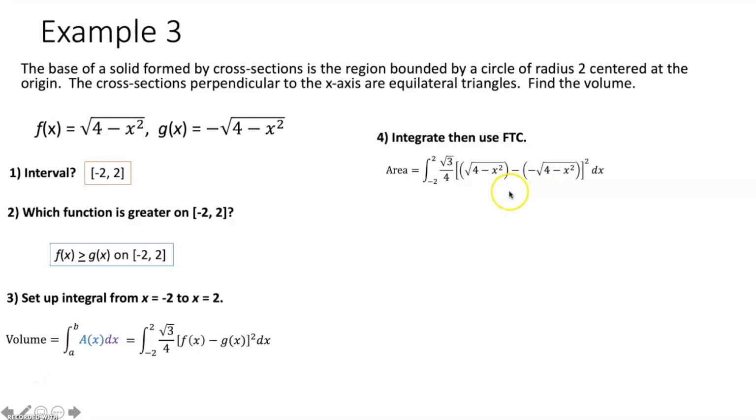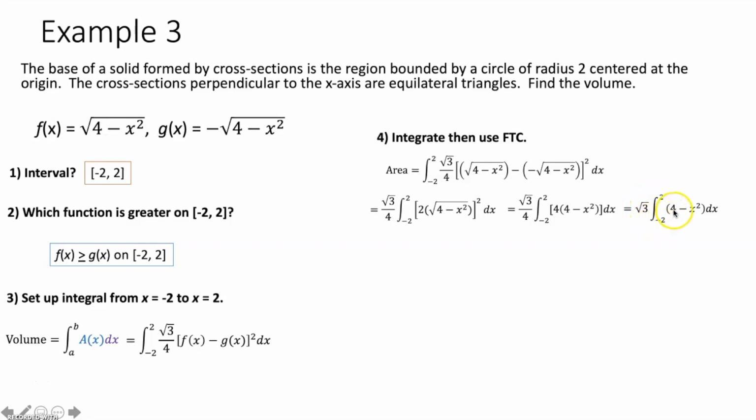So if we were to simplify in here, rad 4 minus x squared minus negative rad 4 minus x squared is the same thing as plus positive rad 4 minus x squared, so it becomes 2 rad 4 minus x squared. Now if we are squaring this, what's going to happen is we're going to square the 2 and we're going to square the rad 4 minus x squared. So we end up getting 4 times the quantity 4 minus x squared in here. Now the cool thing is that this 4 right here is just a constant that I can move out front of the integral and multiply to the rad 3 over 4. And the 4's actually cancel each other out, just giving us rad 3 in front of our integral.